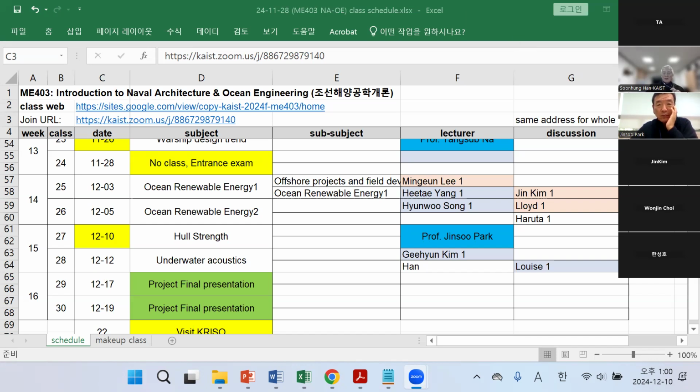Hey, today we have a special invited lecturer, Professor Jin Subak. He will introduce the Earth strength subject. And as I told you before, Professor Park has been working for Hyundai Heavy Industry for a long time, so he has a lot of experience in industry. So please welcome Professor Park. I hand over the microphone to him.